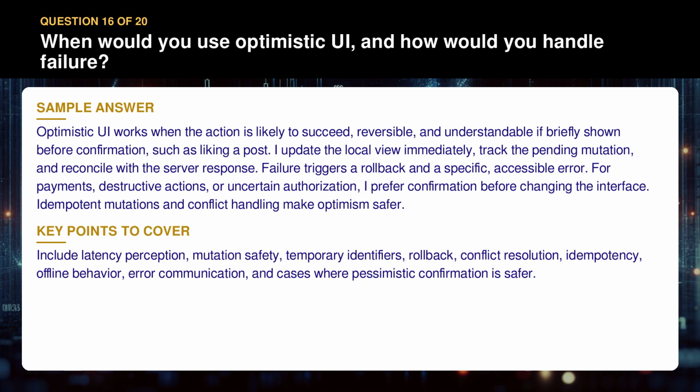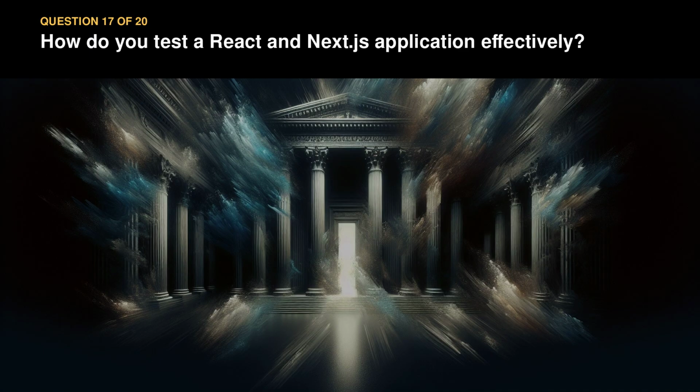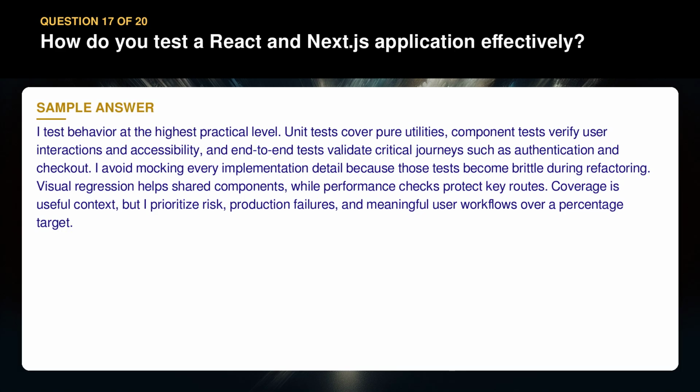Include latency perception, mutation safety, temporary identifiers, rollback, conflict resolution, idempotency, offline behavior, error communication, and cases where pessimistic confirmation is safer. Question 17. How do you test a React and Next.js application effectively? I test behavior at the highest practical level. Unit tests cover pure utilities, component tests verify user interactions and accessibility, and end-to-end tests validate critical journeys such as authentication and checkout.